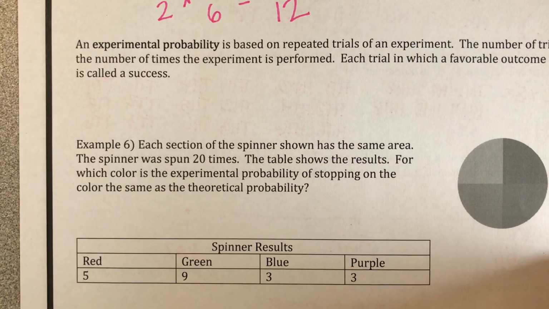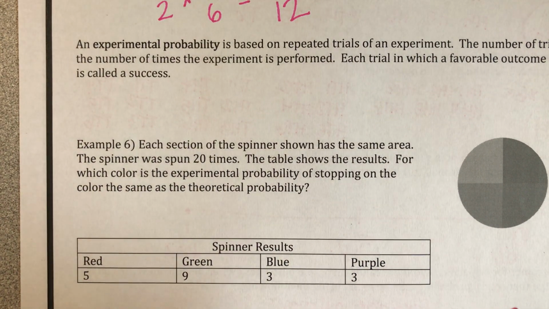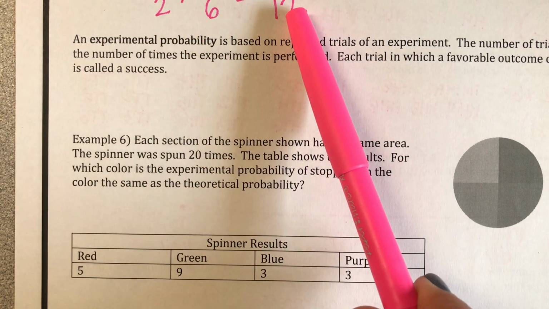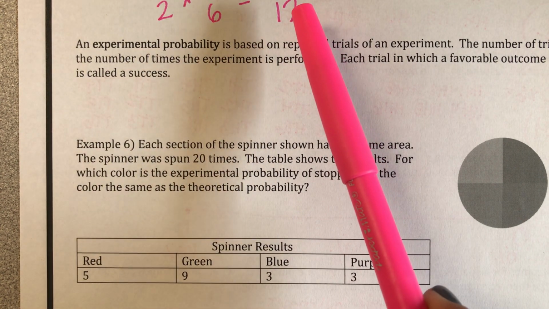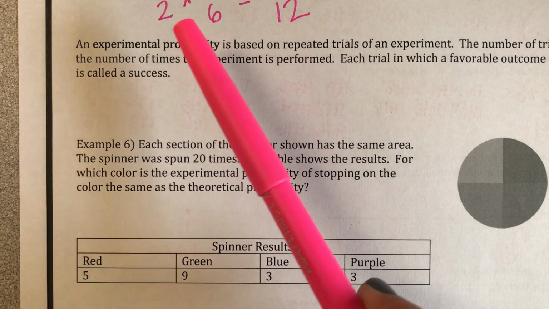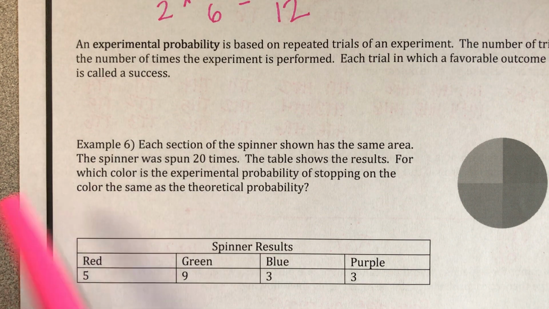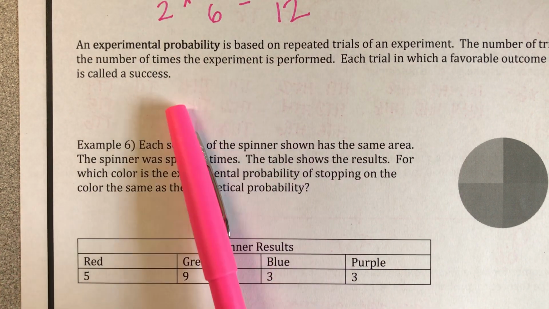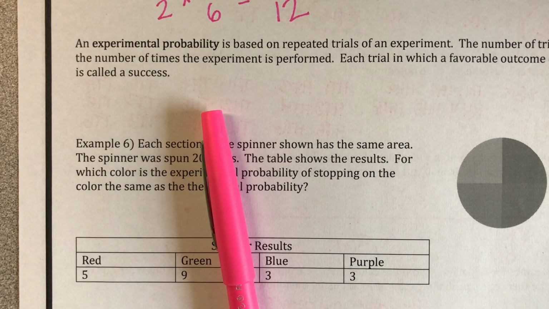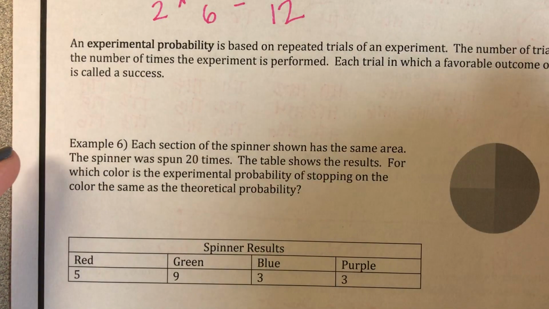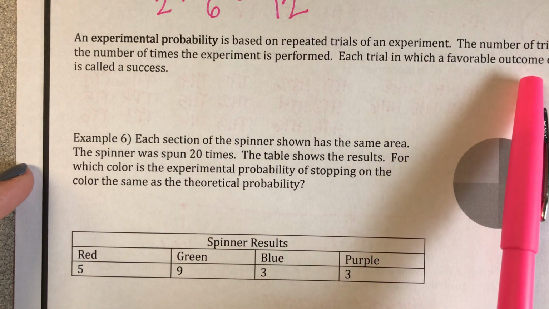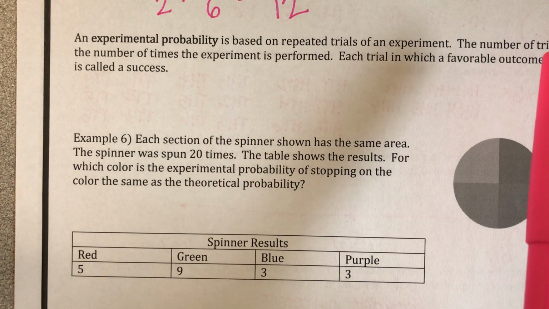Okay. An experimental probability is based on repeated trials of an experiment, right? On number 5, we weren't actually rolling a dice or flipping a coin. It was just, in theory, if you roll a dice 6 times, you should get a 4 once. Okay, that's not based on data. Experimental probability is based on repeated trials of an experiment, and the number of trials is the number of times the experiment is performed. Each trial in which a favorable outcome occurs is called a success.